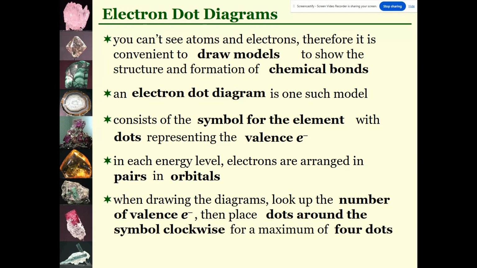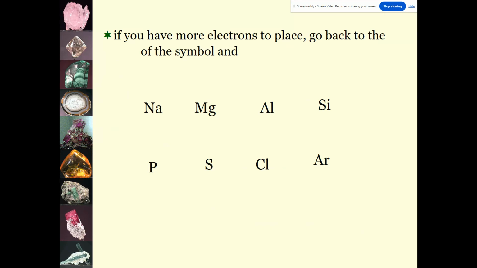In order to draw the electron dot diagram for an atom, you're going to first of all look at what group number it's in to figure out its valence electrons, then draw dots around the symbol clockwise, starting at the top for a maximum of 4 dots, and then if you have more than 4, you go back and start pairing them up at the top again, okay? So for example, sodium. Sodium is in group 1, so it has 1 valence electron.